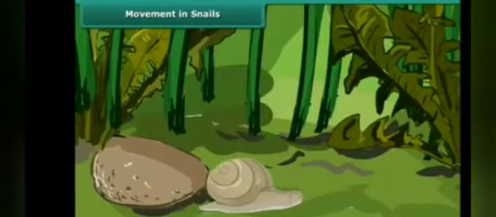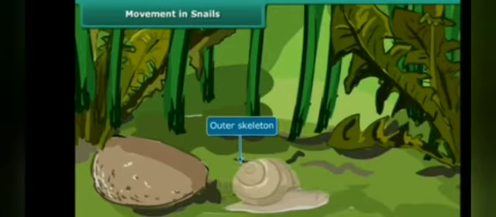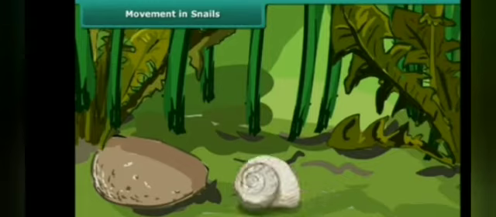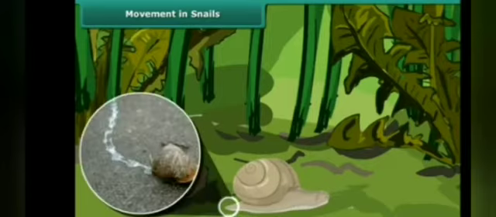Next is movement in snails. Snails are covered with an outer skeleton called a shell. This shell does not help it to move. It protects itself from predators by pulling the whole body into the shell. A jelly-like substance, mucus, is released from its body during movement. This mucus helps prevent friction against the soil or the ground. It provides smoothness and protects the body from getting hurt.